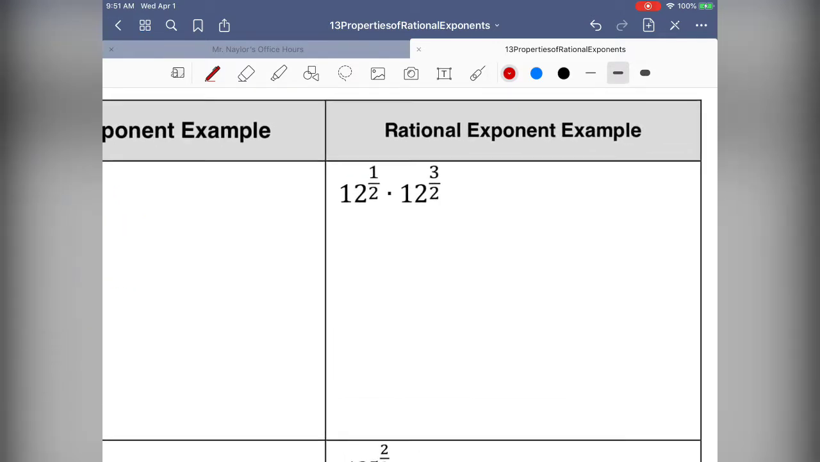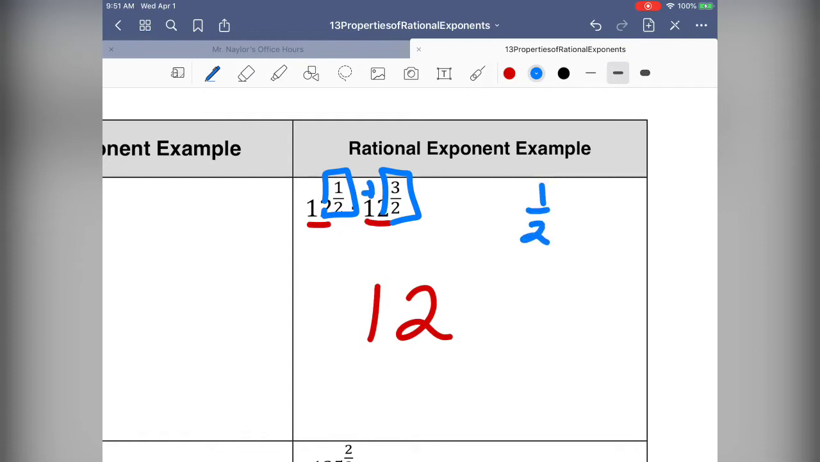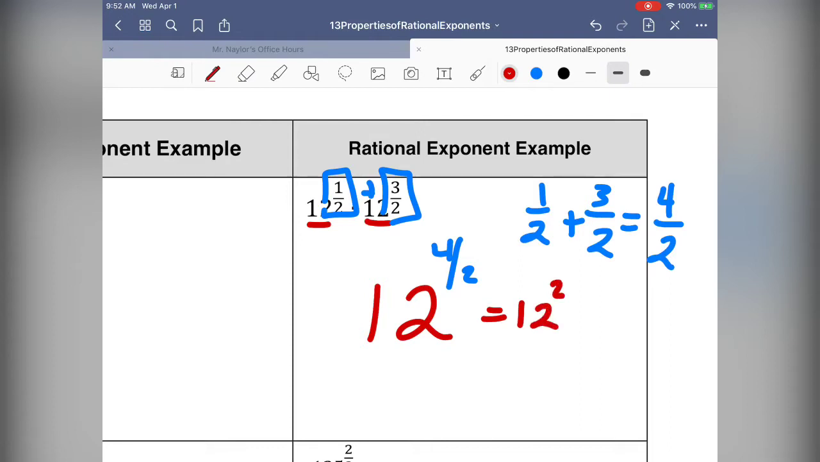Now, when you look at this problem, we want you to say that it's the same thing. The bases are the same. So when the bases are the same, we add the exponents. So the only question is, how do you add a half plus 3 halves? Well, a half plus 3 halves is a nice little fraction addition problem. Remember, you add the numerators and you keep the denominator the same. So we get 12 to the 4 halves, otherwise known as 12 squared. And, of course, that's 144.